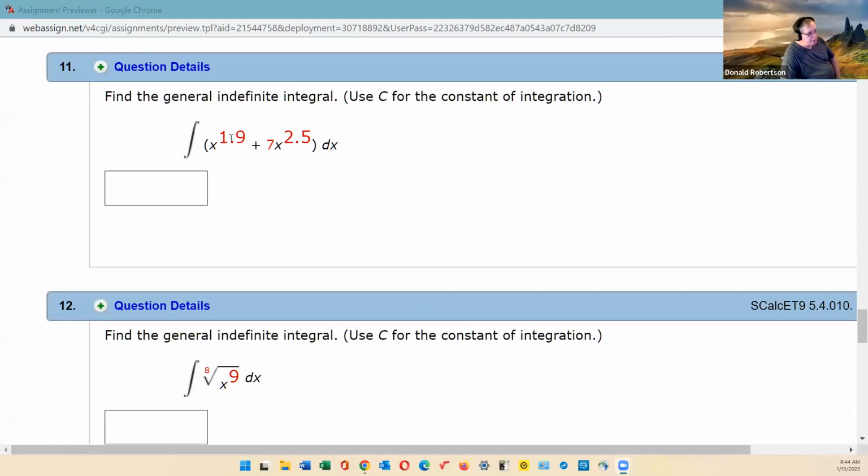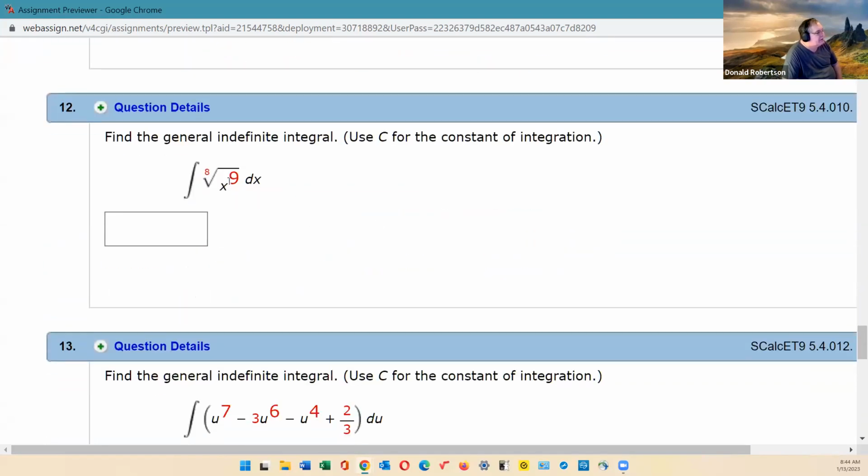Question 11 is a power rule. I do not care if the powers are decimals or fractions. I will add 1 to the power and divide by the new power and stick a plus C on it. What fractional power will you get out of the 8th root of x to the power of 9? What fractional power will that be? And you're right, x to the 9 eighths.